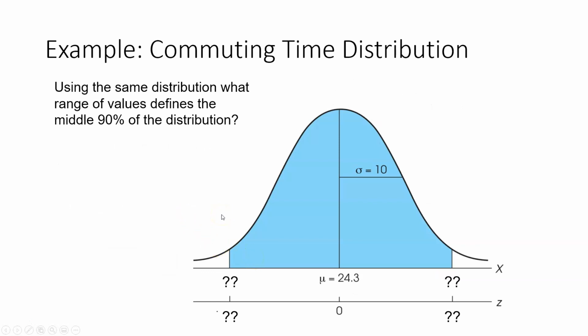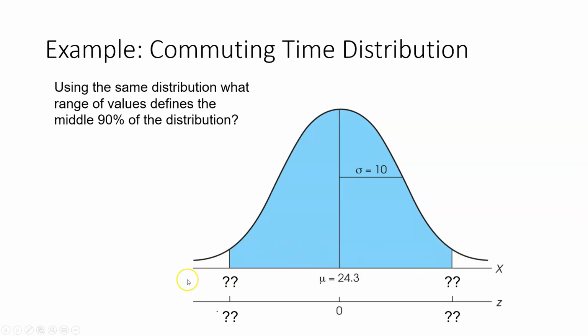Using the same distribution, what range of values defines the middle 90% of the distribution? There are 5% in the upper tail and 5% in the lower tail, but we want to know, what is the proportion in the middle 90%? What is the number of minutes that surrounds the lowest and the highest values of the bulk of the middle bunch of people, most people?